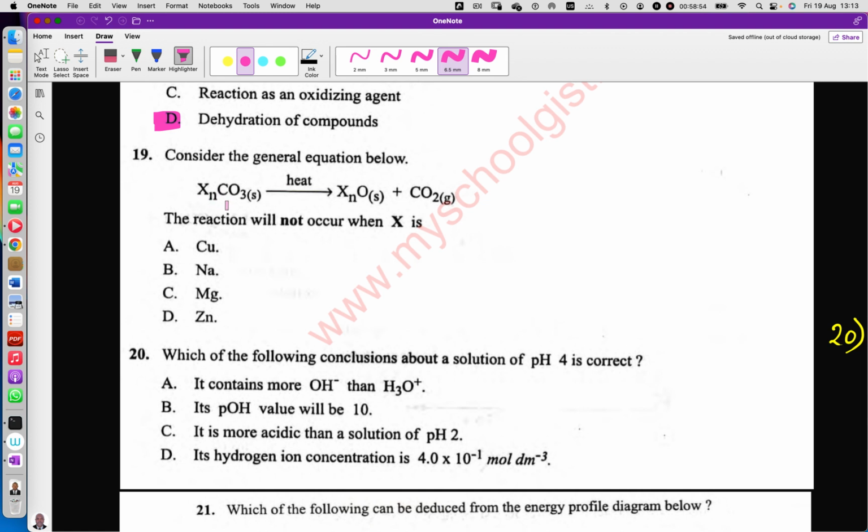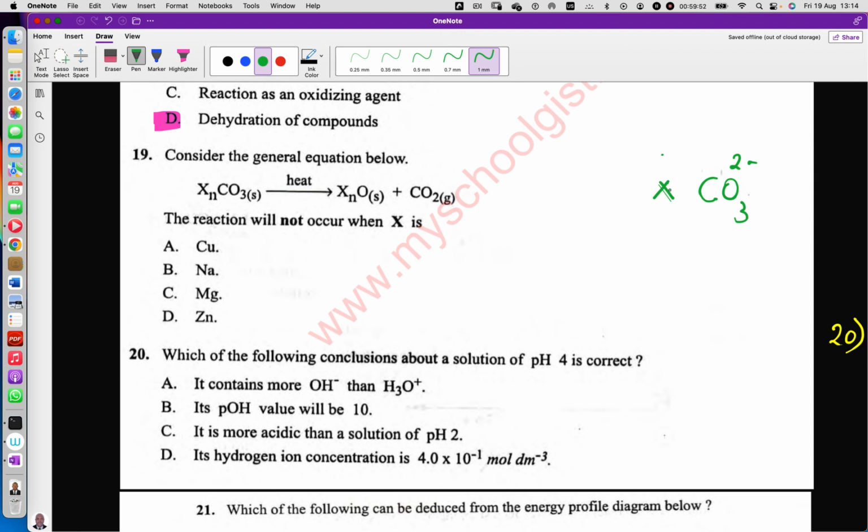Looking at the compound, it should be noted that in X and carbonate, the carbonate has a charge of 2 minus. X, we don't know the charge of X.